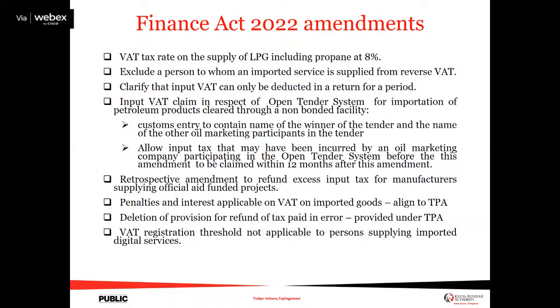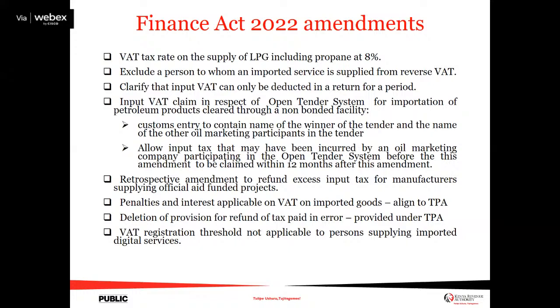So what are the Finance Act amendments of 2022? We've spoken about the rate of LPG being reduced to 8%. We have excluded a person to whom an imported service is applied from reverse VAT. We've clarified that input tax can only be deducted in a return for a period. So for you to be able to claim an input, you have to do it when you're filing your return.